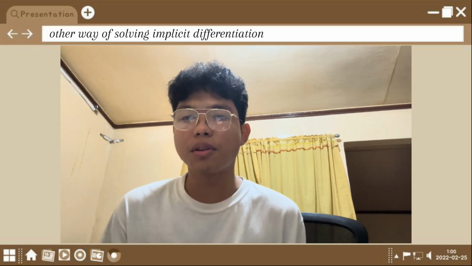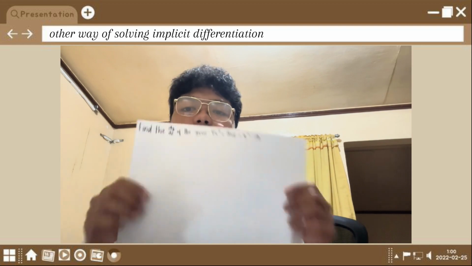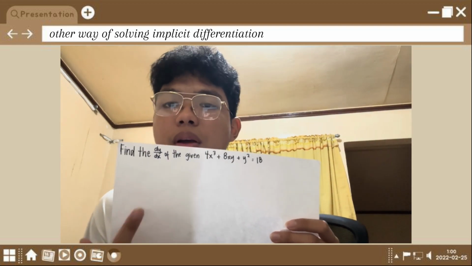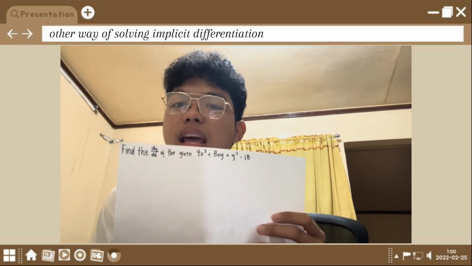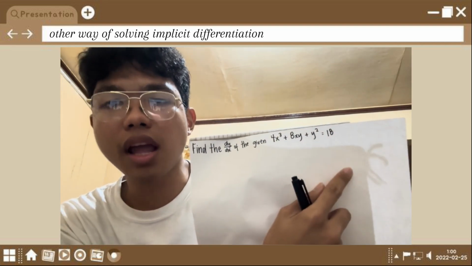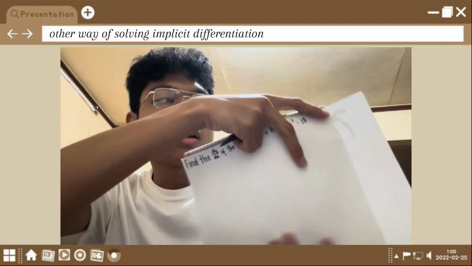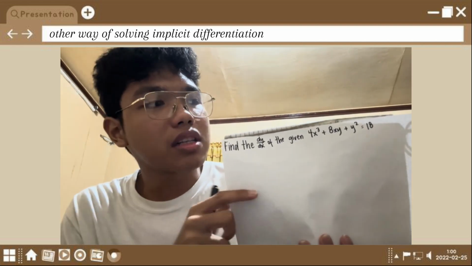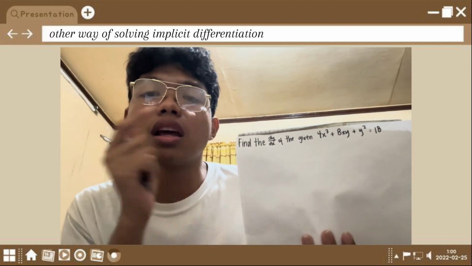In this example, I'm going to teach you how to solve implicit differentiation another way. With this problem, we have to find dy over dx of the given 4x cubed plus 8xy plus y squared equals 18. So let's start. In this problem, we simply need to find the derivative of y with respect to x. To find the derivative of y with respect to x, we simply need to differentiate all of these terms with respect to x.